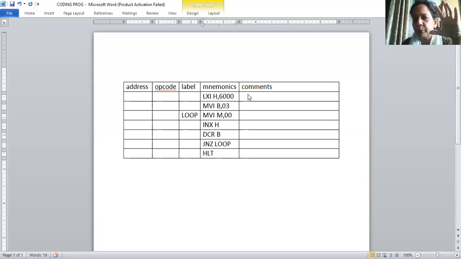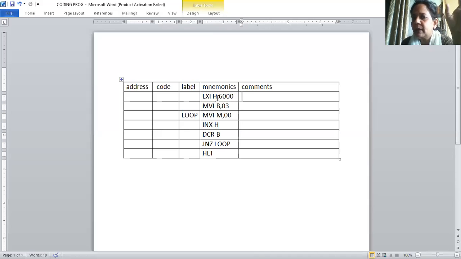Actually, we have written this particular program, but in the theory part we have to just write label, mnemonics and comments. These two parts are included in the practical also. So in the practical exam you will have to write address, opcode, label, mnemonic, comments. This is how the table has to be written. In the mnemonic part we write the actual program, and that program will be converted into the codes. This is the hex code, as they call it. And the comments you can write in a full sentence, or you can write in short.